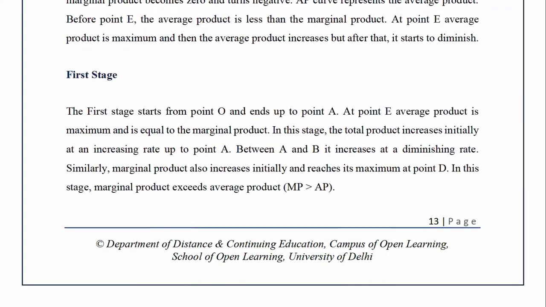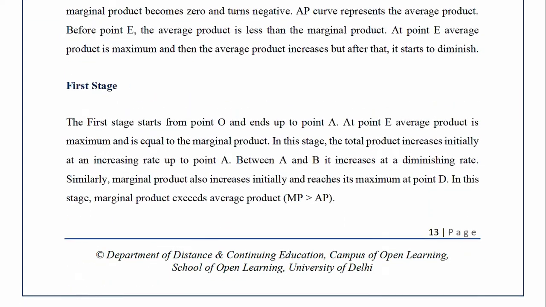First stage. The first stage starts from point O and ends at point A. At point E, average product is maximum and is equal to the marginal product. In this stage, the total product increases initially at an increasing rate up to point A. Between A and B, it increases at a diminishing rate. Similarly, marginal product also increases initially and reaches its maximum point at D. In this stage, marginal product exceeds average product.